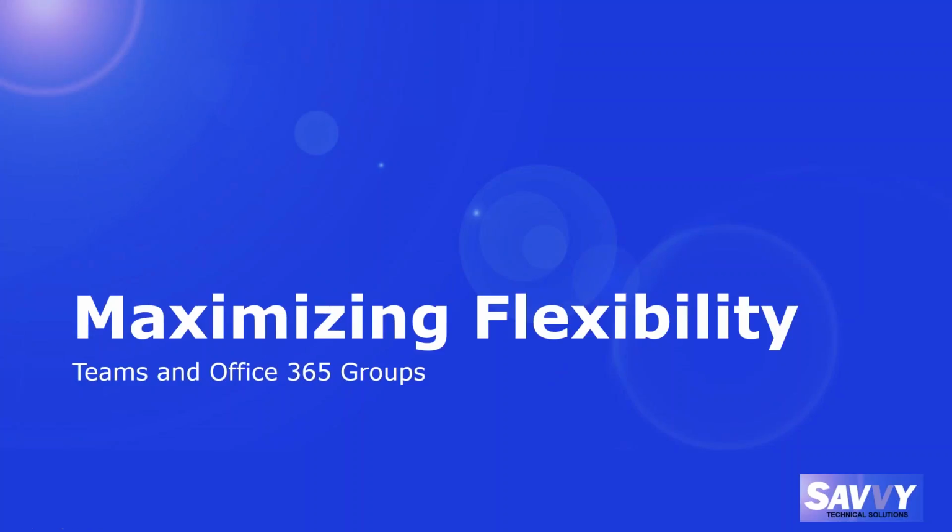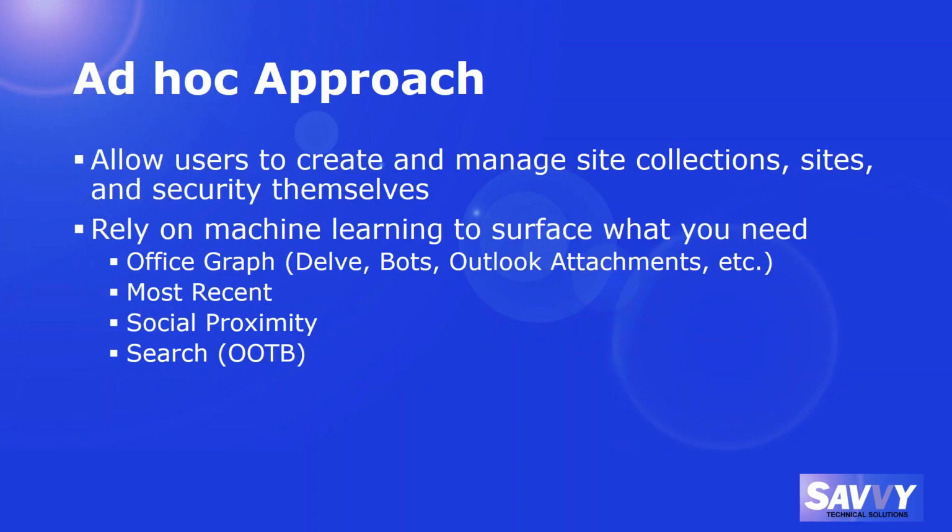All right, so maximizing flexibility. Let's talk about Teams and Office 365 groups. We already talked about a managed approach, and then we talked about team sites, but finally we talk about maximizing flexibility. This is where we're talking about the other end of the spectrum, an ad hoc approach. In the ad hoc approach, users are allowed to create and manage site collections, sites, and security themselves. And once you have all these autonomous site collections floating out there, now you really have to rely on Microsoft's artificial intelligence or machine learning to surface the information that's relevant to you.